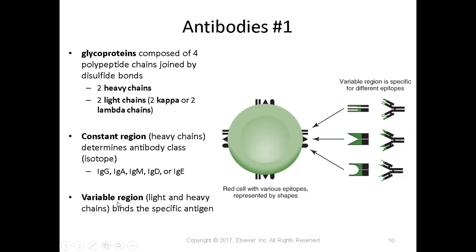Then there are variable regions, and the variable regions span both the light and heavy chains. This variable region is the portion of the antibody that is specifically designed to bind a specific antigen, okay? So what the heck does that mean?